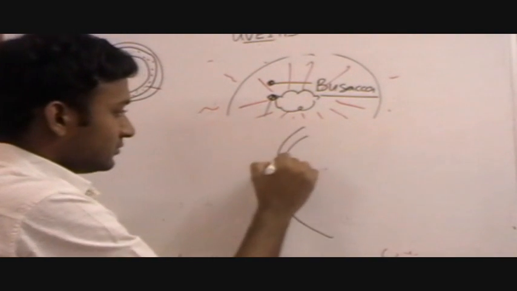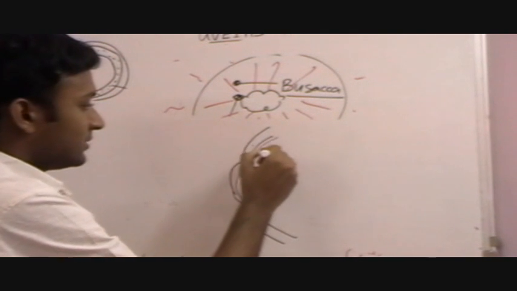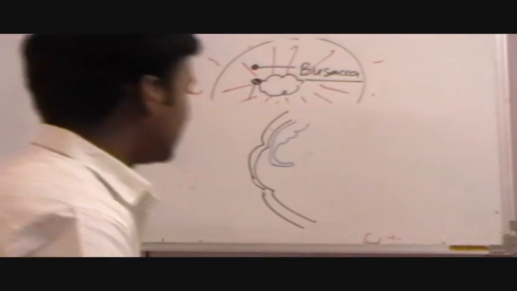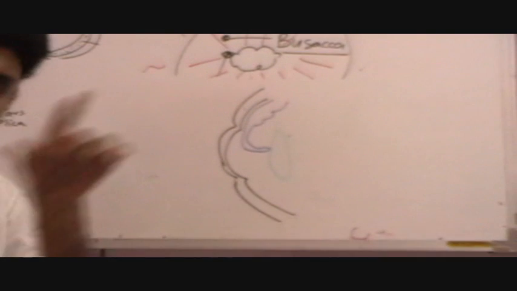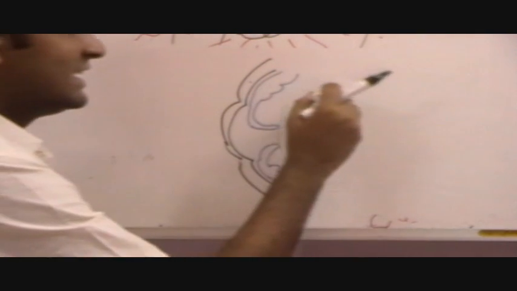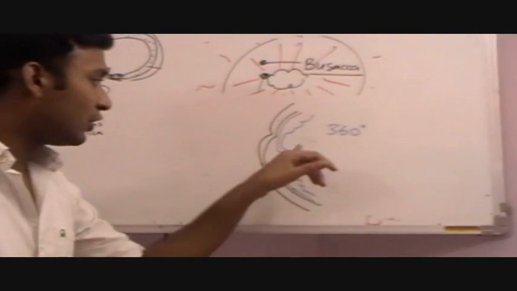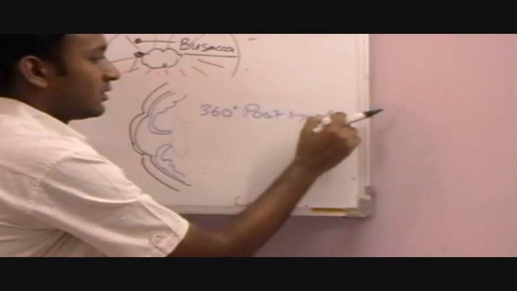I'll just draw here. This is going to be the cornea and the sclera, the sclerocornea. This is the iris with the ciliary body. This is the lens. Now see what happens here. The iris is going to make contact with the lens, the anterior lens capsule. If it makes contact throughout the entire length of the iris, it forms a 360 degree posterior synechiae. It is posterior because the iris goes posteriorly and makes an attachment with the anterior lens capsule. 360 posterior synechiae.